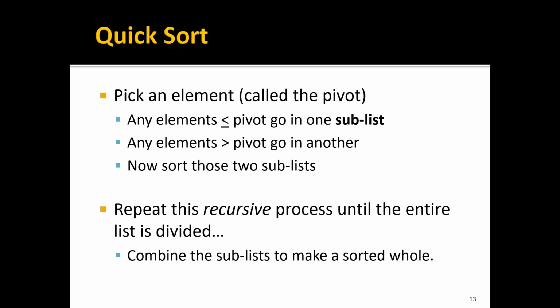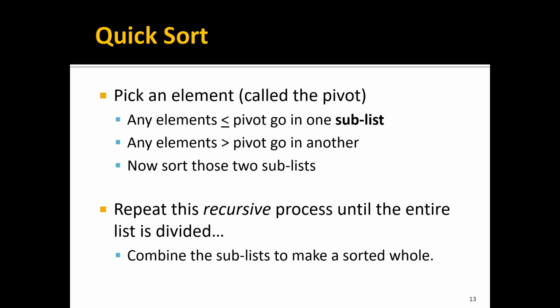Once we have our pivot selected, we'll compare that pivot to everything else in the list, and we'll create two sublists out of it. All the elements that are less than or equal to the pivot will go in one sublist, and all the elements that are greater than the pivot will go in the other sublist. The pivot itself will just stay on its own. Now, these two lists won't be sorted, but we'll have some information that everything small is in one list and everything big is in the other.